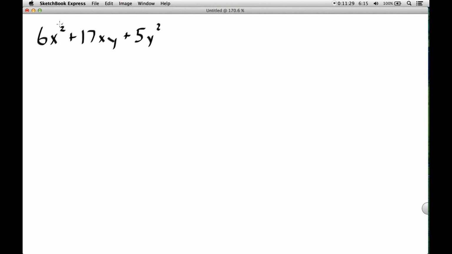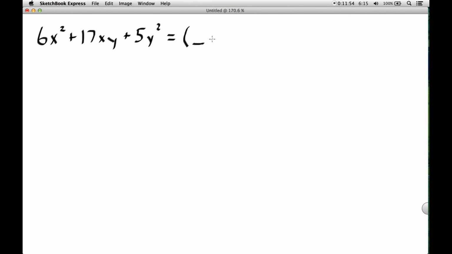So you'll notice that the first term here has x squared, and the second term here has y squared. So what that means is that we're going to end up factoring this as something. Half of the two is 1. Think of it as a standard quadratic. If you ignore all of the y's, it is a standard quadratic. It's just 6x squared plus 17x plus 5.